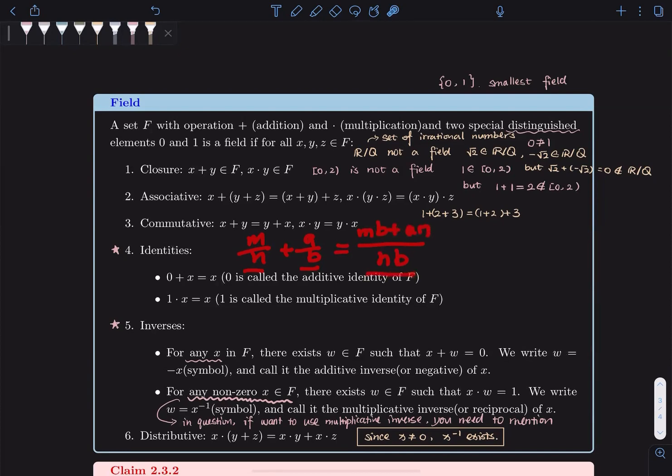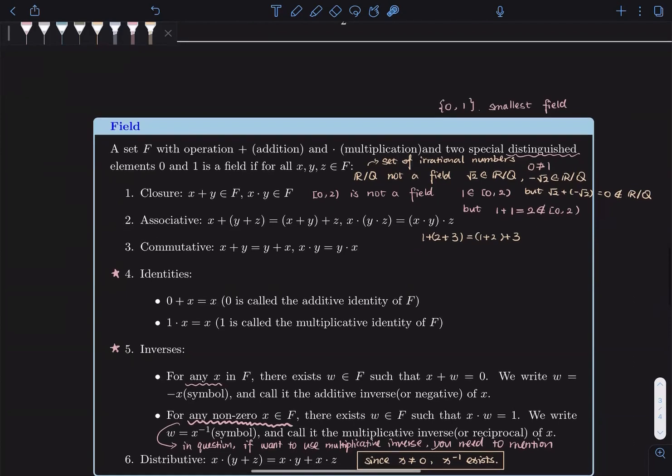This is an integer. This is also an integer. And this is definitely not 0 because n is not 0 and b is not 0, which means the whole thing is still a rational number. So it's closed under addition. This is how you prove the first one. You do the same thing for this, and similar things for the rest. I'm pretty sure you know how to do it now. Try to prove it yourself.